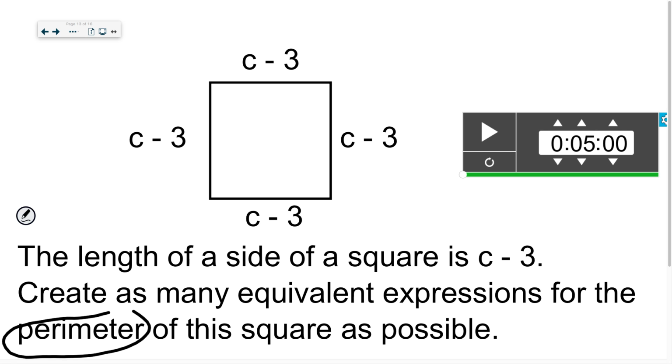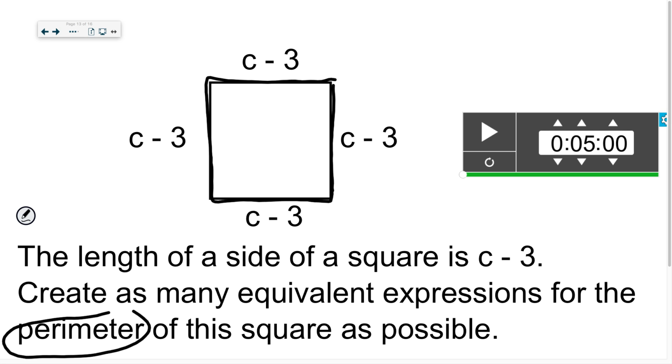Times. Imagine my backyard. Okay, my perimeter is the fence. The area is my grass. So if you're talking about the perimeter, what do I do to find the perimeter? I add what? The sum. I'm going to add all 4 sides.